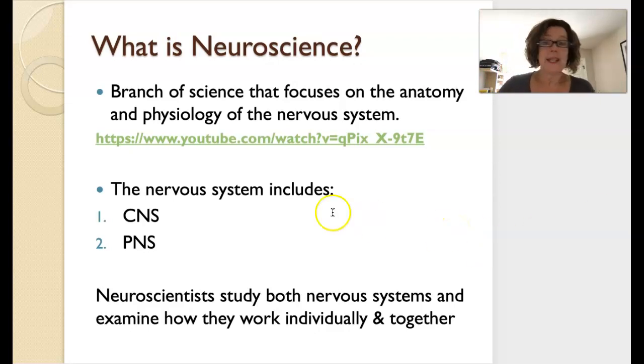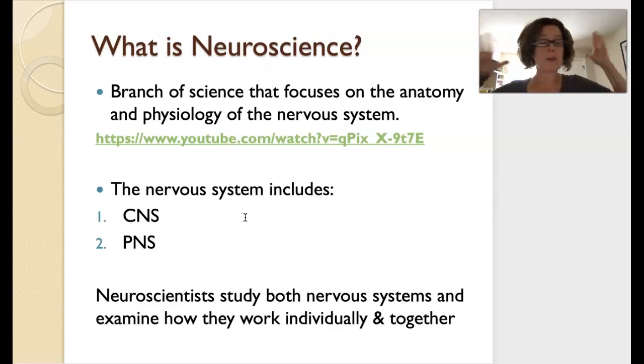So basically, the nervous system includes the CNS, which is the central nervous system, and the PNS, which is the peripheral nervous system. The central nervous system is the brain and the spinal cord. And the peripheral system is the cranial and spinal nerves that carry information inward and outward from the brain to all of our digits. Neuroscientists study both nervous systems and examine how they work individually and together.